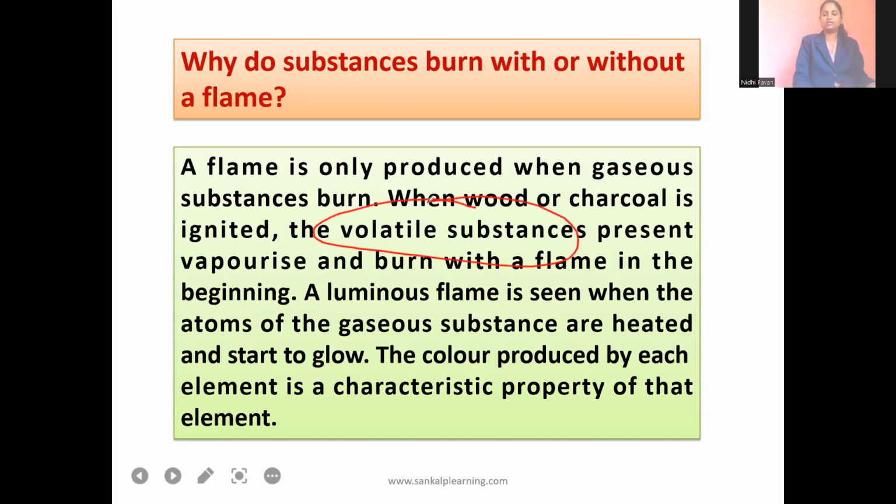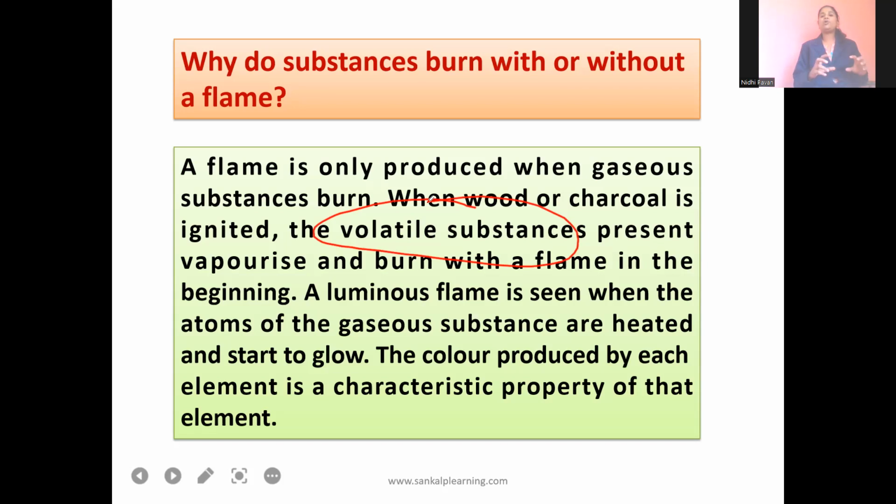At first, all the volatile substances. What do you mean by volatile substances? The substances which are easily evaporated are called volatile substances. So when you ignite them in a flame, the volatile substances will be evaporated first, and then it will burn with a flame in the beginning. A luminous flame is seen when the atoms of a gaseous substance are heated and start to glow. The color produced by each element is a characteristic property of that element.